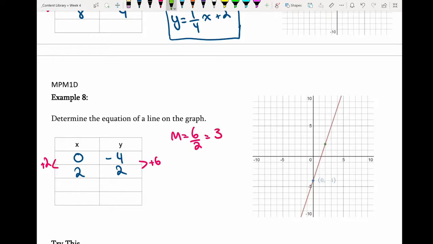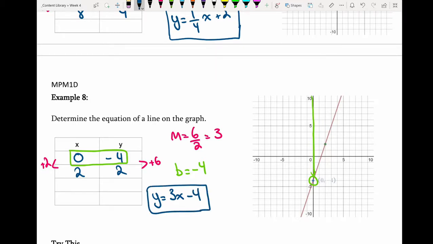If I want to find my b value, it's nice because one of those points is my b value. I can see that that's where it crosses the y-axis here. If not though, again, I can use the line to visually see, or I can use the table to see, when x equals 0, what is the y value? So I know b equals -4. Putting it all together, y equals 3x minus 4 is my equation of the line.